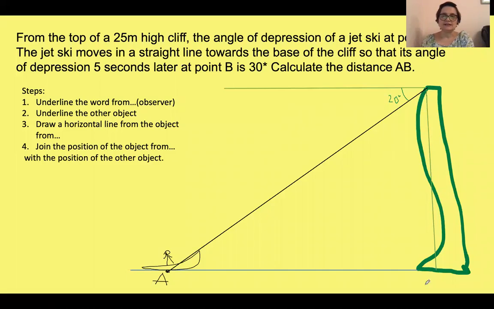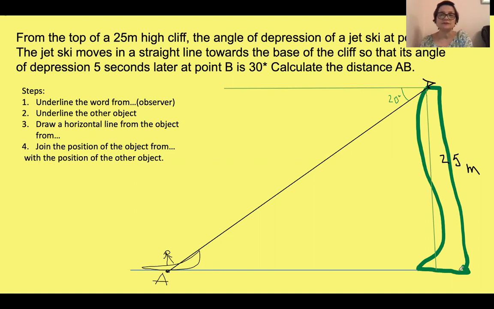Right, so this is the cliff, which is 25 meters high. I'm going to label it as 25 meters high. And this is where the observer is, and the observer looks down. The angle is of depression. Can you see it's right here? The angle is created between the horizontal line and the line that joins the observer and the object, which is the boat. Now, the jet ski moves in a straight line towards the base of the cliff.